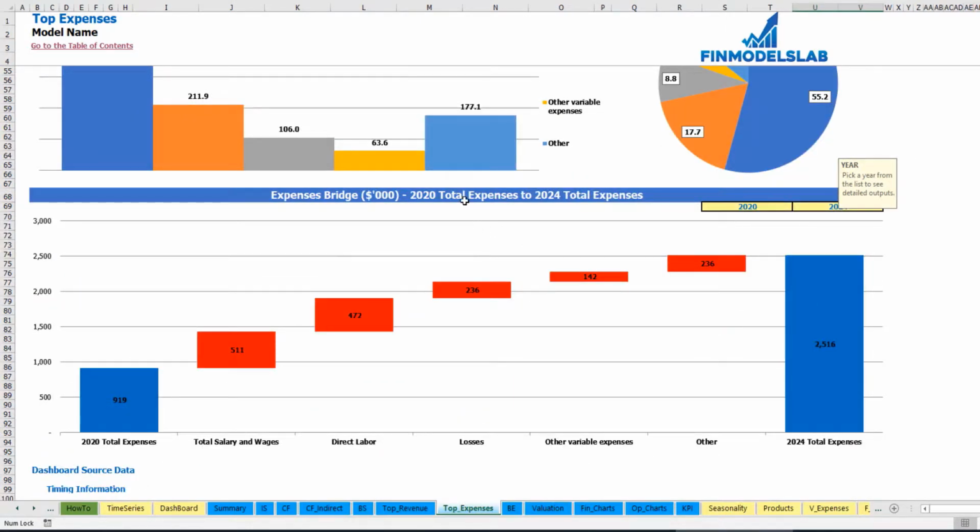On the expenses bridge you may find the main drivers of expenses growth between these 2 years. These years are also changeable, so you may select the first year and you may select the last year. And you may see that total expenses starting in 2020 will change to total expenses in 2024 by this waterfall.